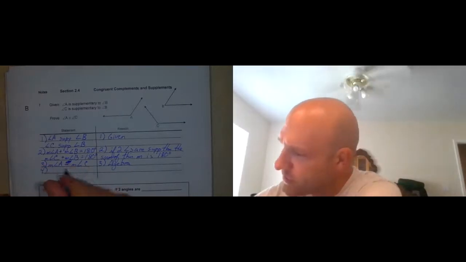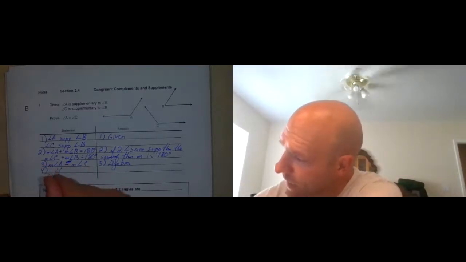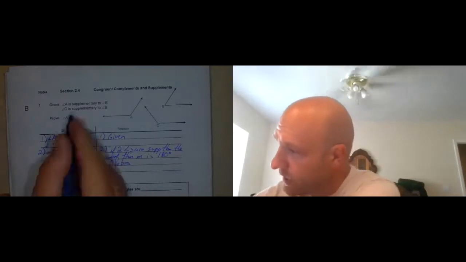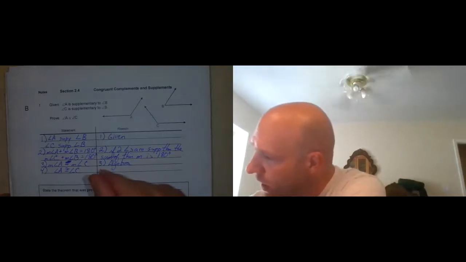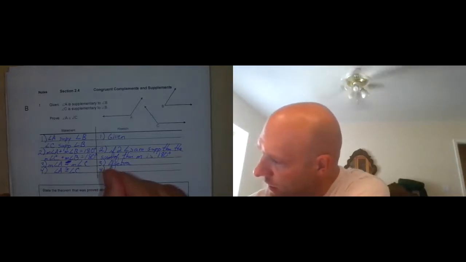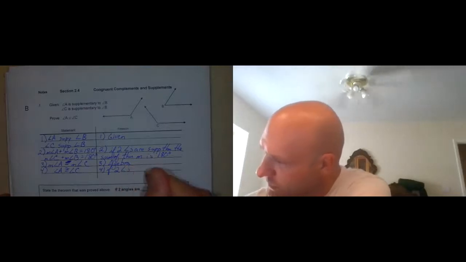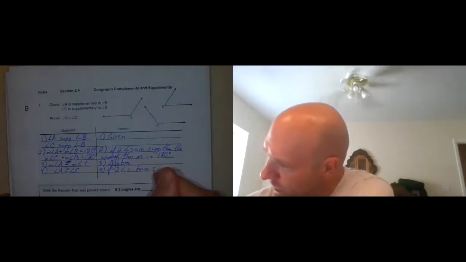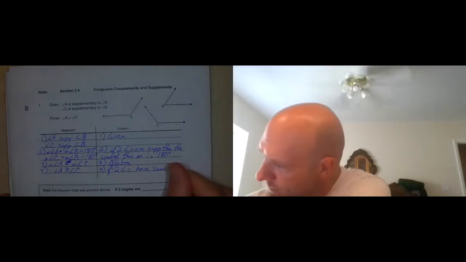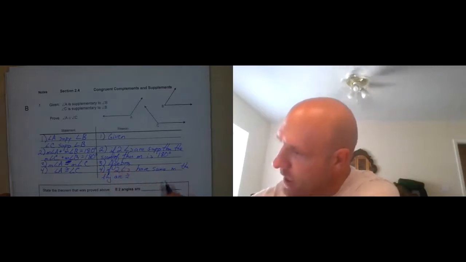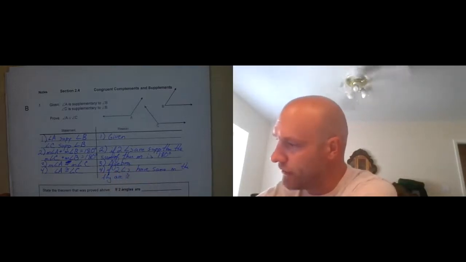But well, what do we say about two things which have the same measure? I can now say that angle A is congruent to angle C. Of course, that's what I was trying to prove. My reason would be if two angles have the same measure, then they are congruent. And that is our definition of congruency. It gets us where we need to go.